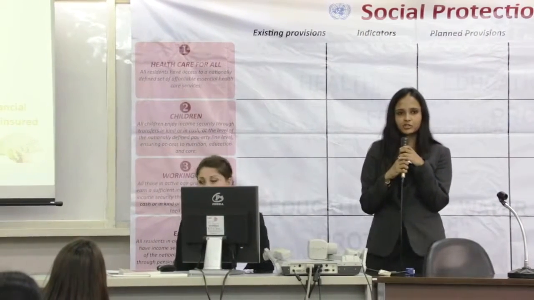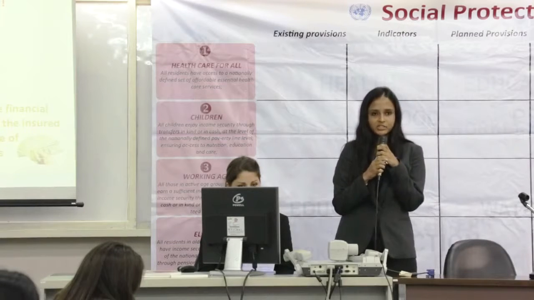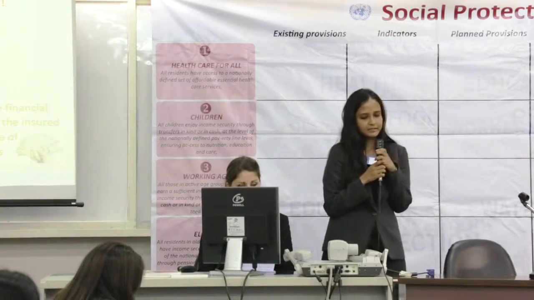So we come to what insurance is. It's a very simple concept. It's a contract where a person pays a premium, which is just a small amount of money, and in this way transfers his financial risk. So when he falls sick or has a problem, the insurer, which could be a public institution or a private company, pays the financial losses suffered by the person. Those financial losses are called indemnity. So we say that the person who has purchased insurance is now indemnified against risk.